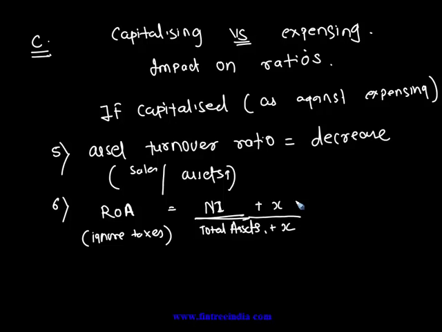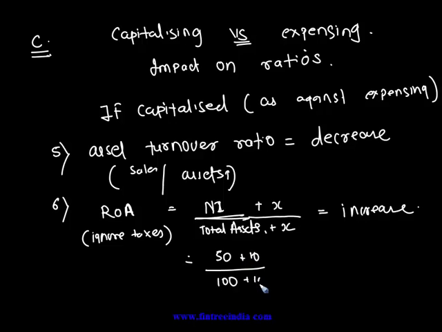So when both numerator and denominator increase by the same amount, what happens to the ratio? It depends on whether the ratio is less than 1 or more than 1. Net income by total assets is typically less than 1. And if the same amount gets added to numerator and denominator, then this ratio will increase. I'll give you an example which will make it easier. Let us say the scenario is like this, 50 and 100.